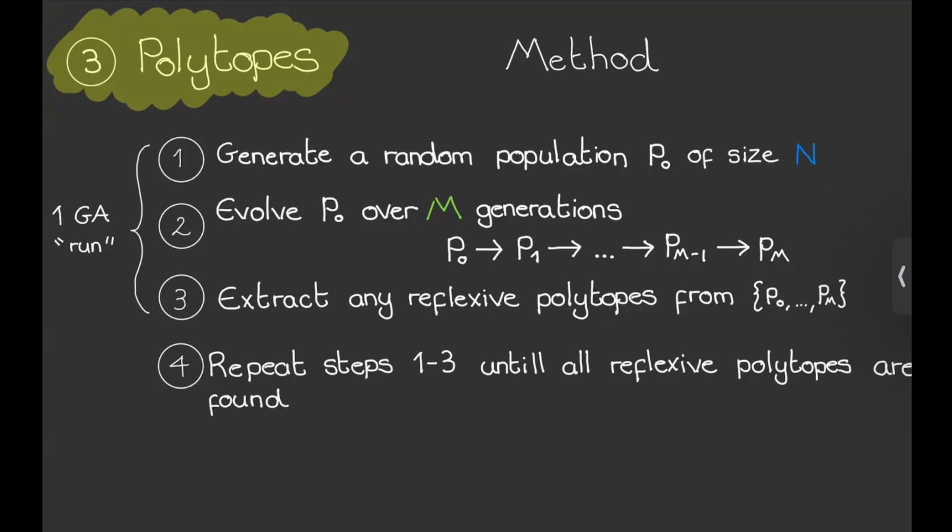In the lower dimensions, 2, 3, and 4 dimensions, we have a complete classification, so here we just stop the search once we reach the known total. For the 5-dimensional case, where we don't have a complete database, we instead stop our search once no new reflexive polytopes are generated in 1,000 of these runs. So the total number will plateau.